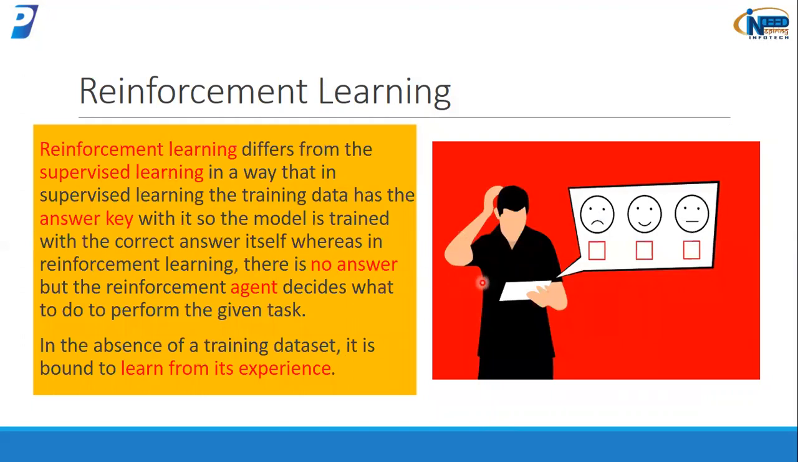Reinforcement learning is a bit different from supervised learning. In supervised learning, you have labeled data, and this labeled data gives answer keys to the model which is being trained. In contrast, in reinforcement learning, there is no answer, but the agent, or you can call it the reinforcement agent, decides what to do to perform the given task. So, which means the agent is learning from its experiences.